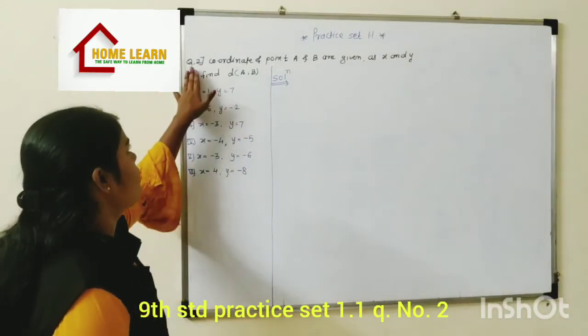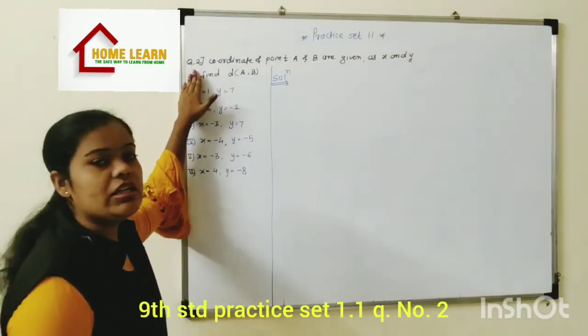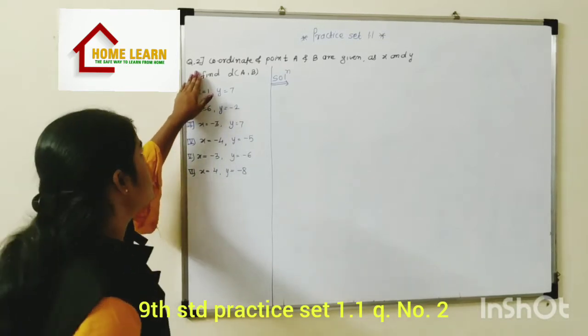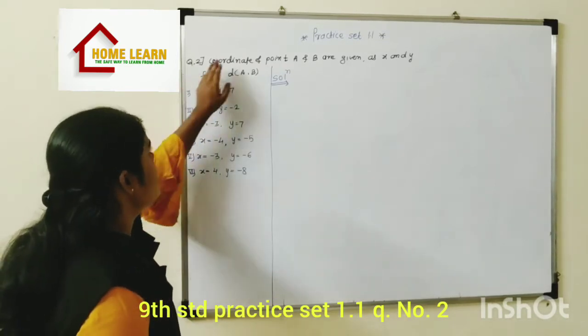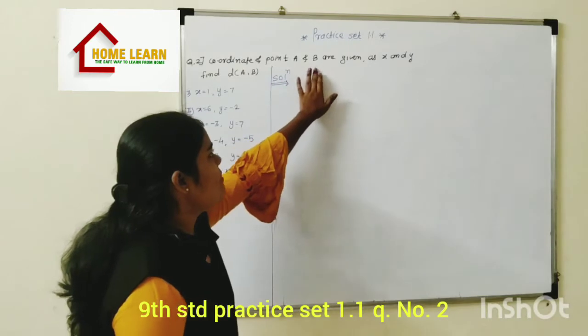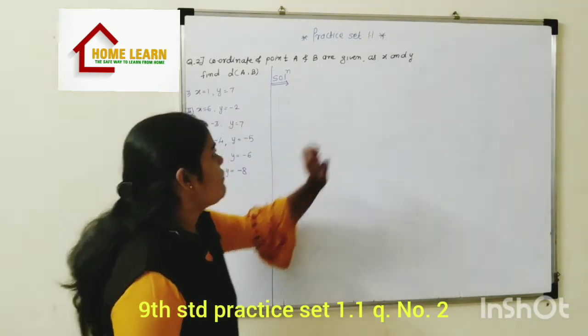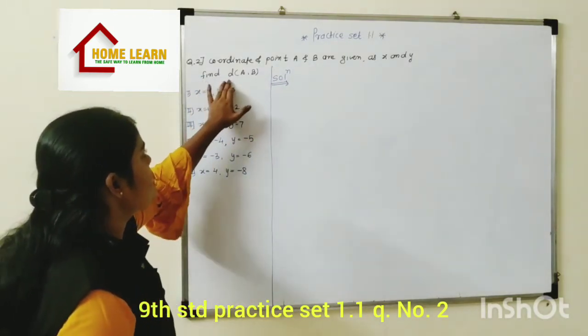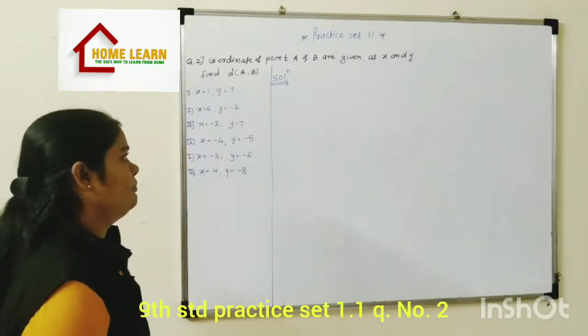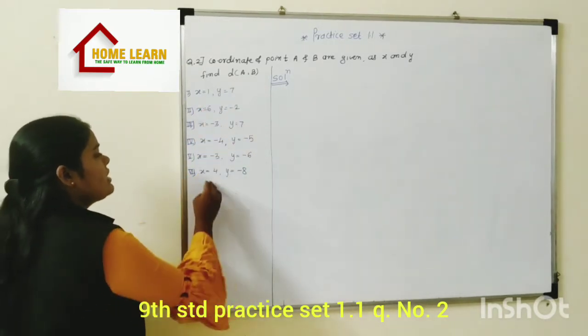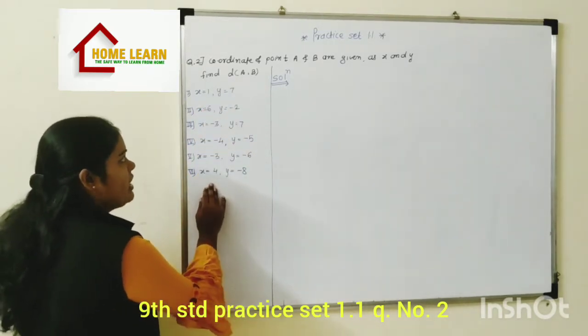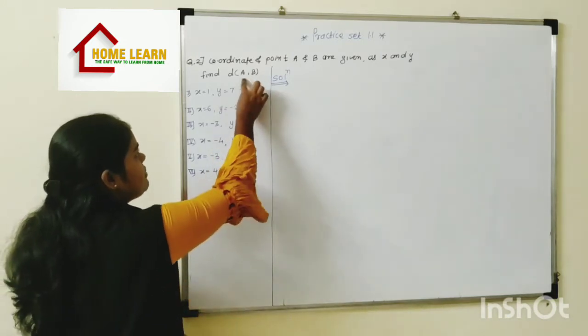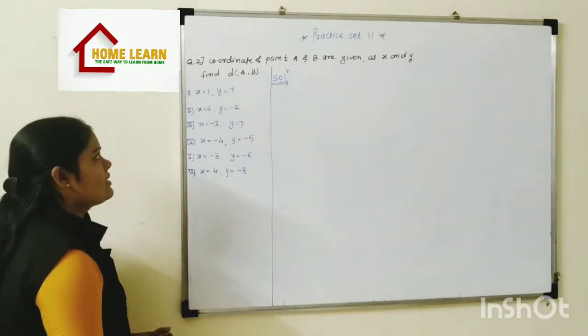This is 1.1 of question number 2. Question number 1 is given in the last videos. See here, question number 2: the coordinates of points A and B are given as x and y, and we have to find the distance between points A and B. So let's start here.